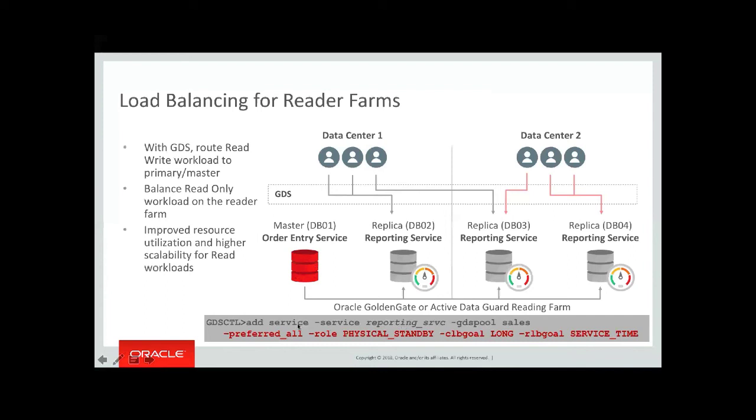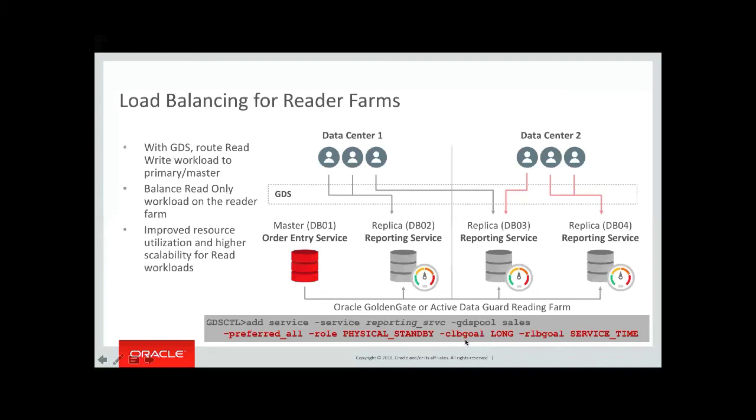I'm telling the system it can run on any database as long as the role is physical standby. That means it's going to run on these databases, right? On the physical standby databases. And I'm also defining two goals: the connection load balancing goal, CLB goal, long for long lived connections. Typically, your connection pools use this. And then RLB goal, you have two options there. You could use service time or throughput. Right? In this example, I'm using service time for RLB and then long for connection load balancing.